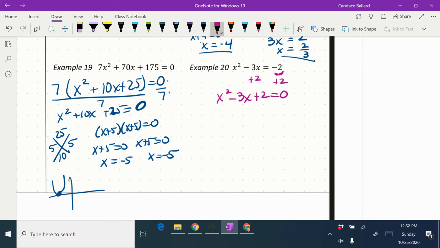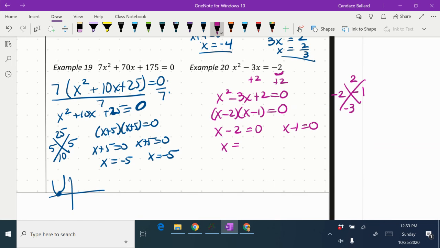I am going to do a magic x. So I need two numbers that multiply to 2 and add to 3. That would be 2 and 1, both of them negative. So we've got x minus 2 times x minus 1 equals 0. I don't have a leading coefficient, so I'm going to go right to my zero product property. So x minus 2 equals 0 and x minus 1 equals 0. So x equals 2 and x equals 1.